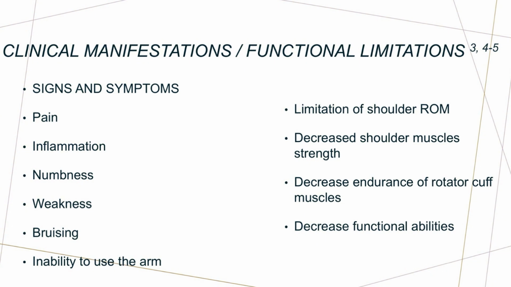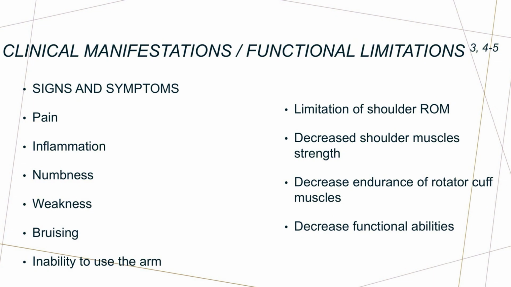Some clinical manifestations and functional limitations are pain, inflammation, numbness, weakness, and bruising. Some patients usually report a pop or tingling in their arm, or the sense that the shoulder is out. Some activity limitations that patients may go through are inability to perform sports activities, overhead serving, swimming, and daily activities like getting dressed, eating, and brushing their hair. Most likely these activities involve humeral elevation.